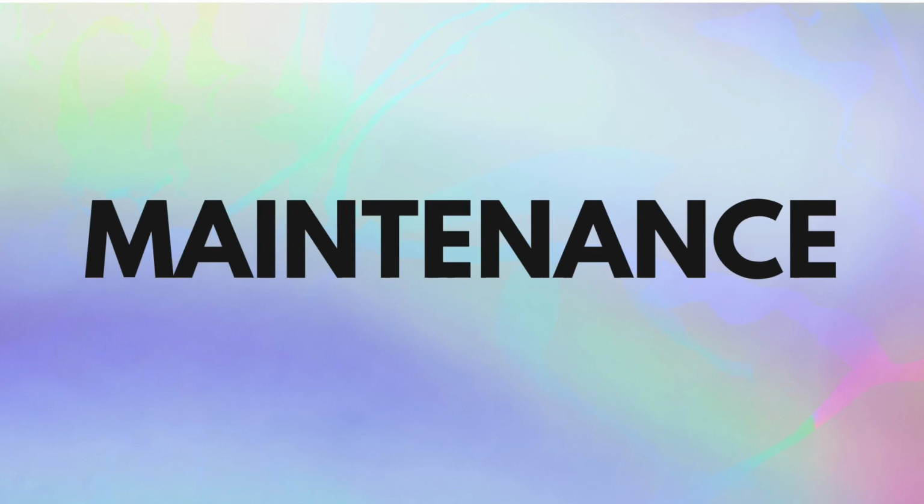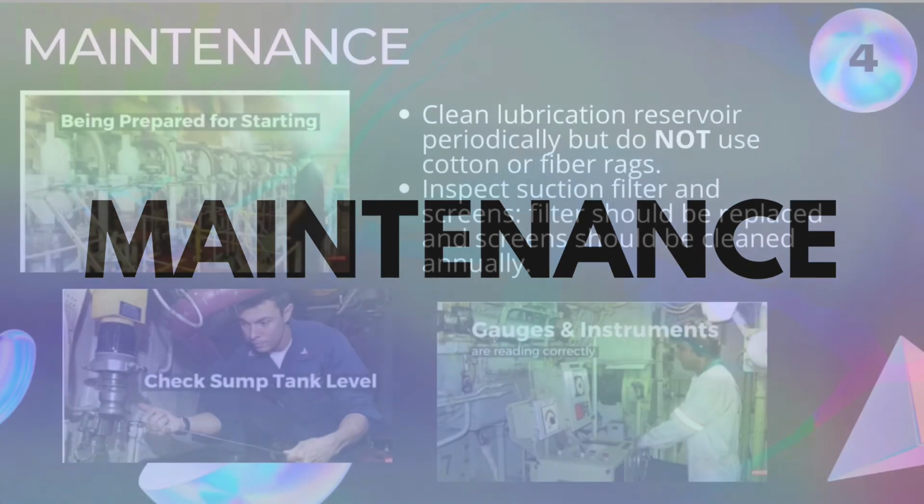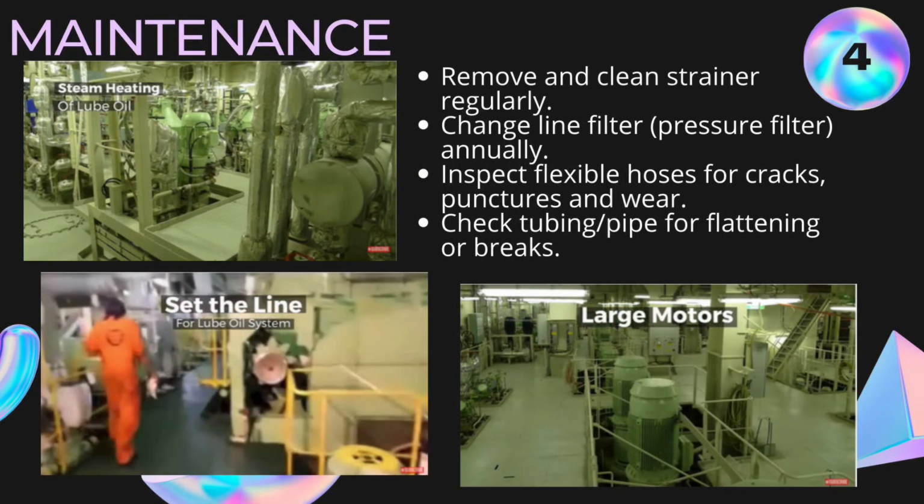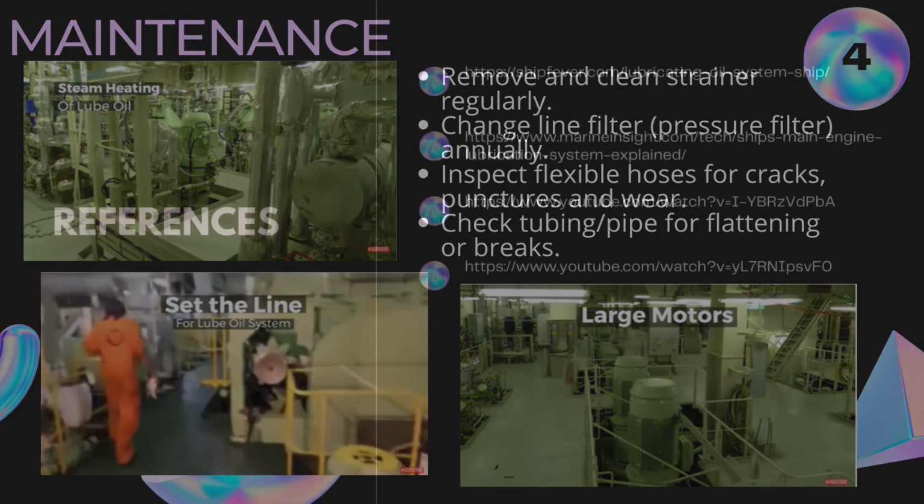Next is how to maintain the lubrication oil system. Things to do. Clean lubrication reservoir periodically, but do not use cotton or fiber rags. Inspect suction filter and screens. Filter should be replaced and screen should be cleaned annually. Remove and clean the strainer regularly. Change line filter. Inspect flexible hoses for cracks, punctures, and wear. Check tubing or pipe for kinks or breaks.